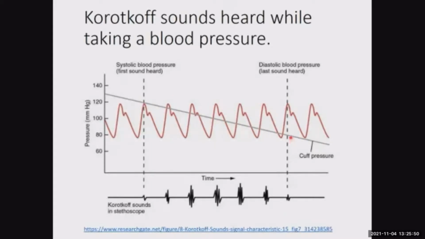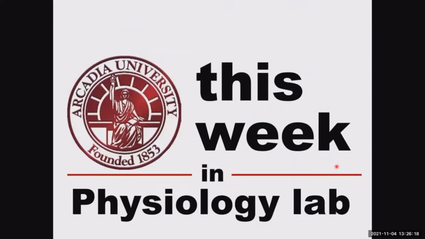Ultimately, when we get down all the way over here to where the Korotkoff sounds disappear, the pressure within our arteries is going to remain higher than our cuff pressure. And so it is going to prevent the blood pressure cuff from causing a partial or complete occlusion, just because the arteries maintain a higher level of pressure than what we're able to exert with our blood pressure cuff.